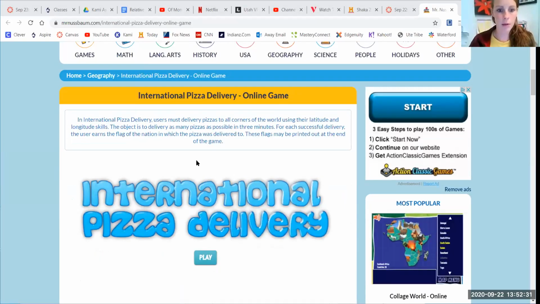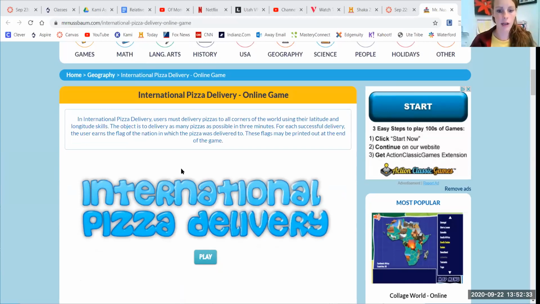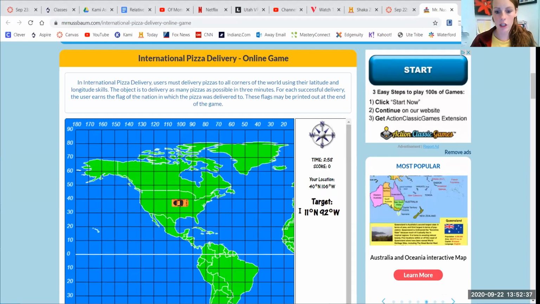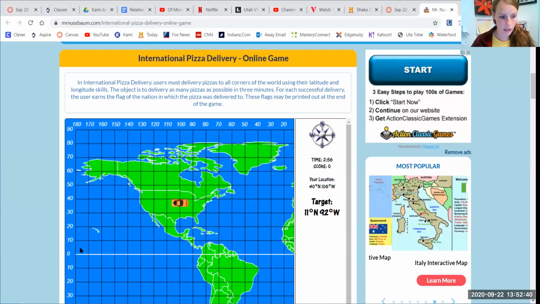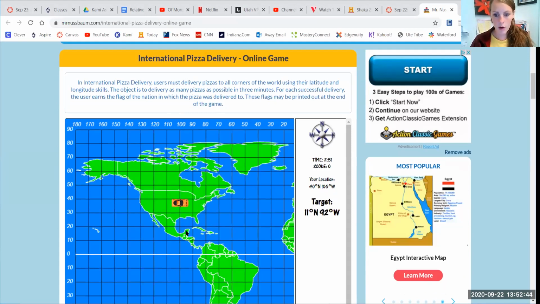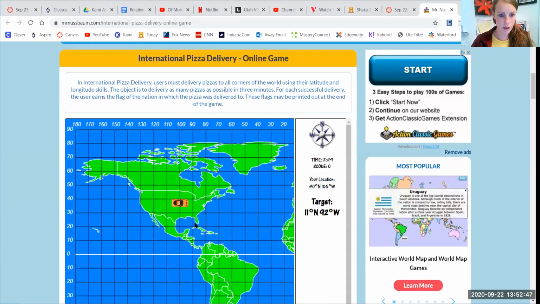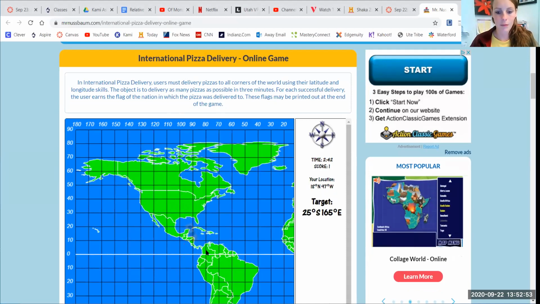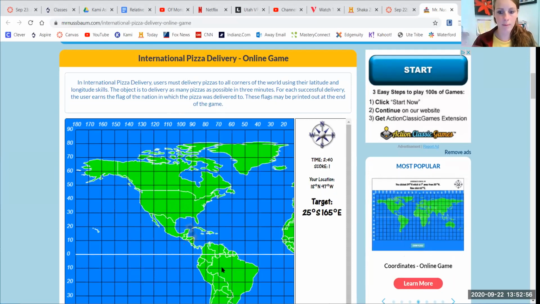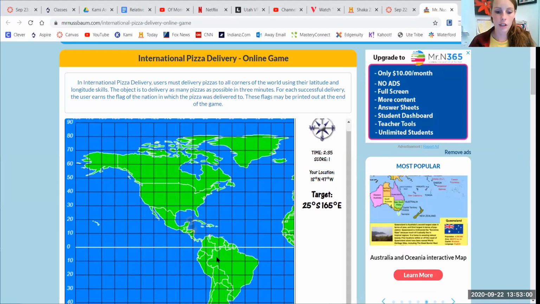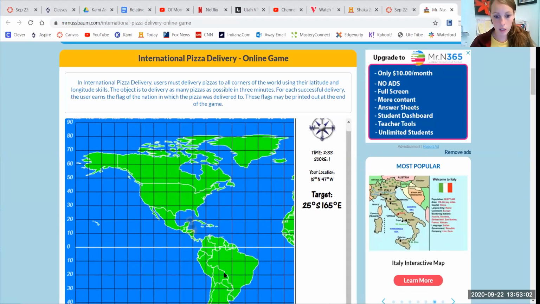So in the international pizza delivery game, you're going to go to the website that's in the link and play it, and it'll say right here, your target: 11 north, 92 west. So 11, I know the top is north, use the compass, 11 north, 92 west. Okay, so 92 is just along that line, so it's going to be about right there. Okay, Honduras, I got 1 flag. Before the time's over, I need to see at least 5 countries built until you can be done playing the game.